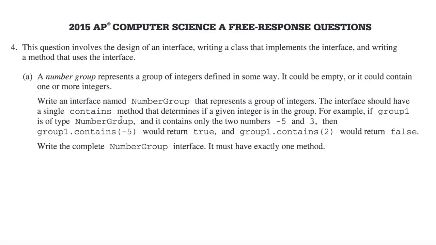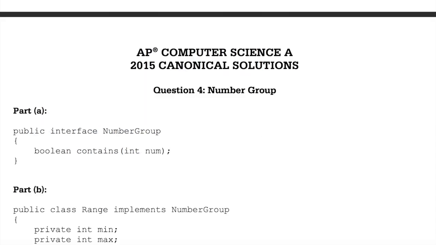For example, let's take a look at this AP CompSci free response question from 2015. It's saying that we have to write an interface named NumberGroup that represents a group of integers. The interface should have a single contains method. And all of the directions are down here below. But if you just saw these two sentences alone, that pretty much gives you the answer. Because in the scoring guidelines, they do have sample answers here. And for this question, all you have to do is create the NumberGroup interface and then just write a simple method header.